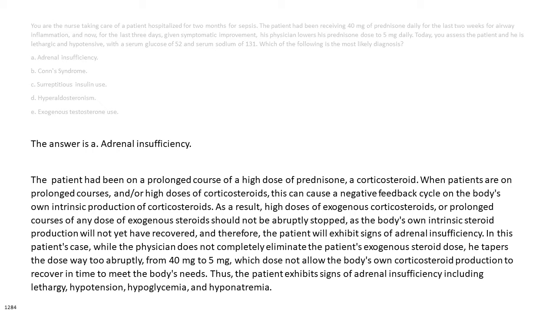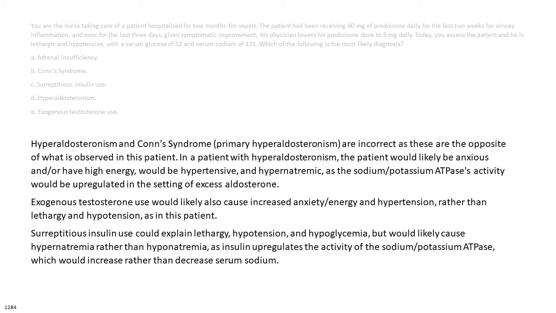Thus, the patient exhibits signs of adrenal insufficiency including lethargy, hypotension, hypoglycemia, and hyponatremia. Hyperaldosteronism and Conn syndrome, primary hyperaldosteronism, are incorrect as these are the opposite of what is observed in this patient. In a patient with hyperaldosteronism, the patient would likely be anxious and/or have high energy, would be hypertensive and hypernatremic, as the sodium-potassium ATPase's activity would be upregulated in the setting of excess aldosterone.